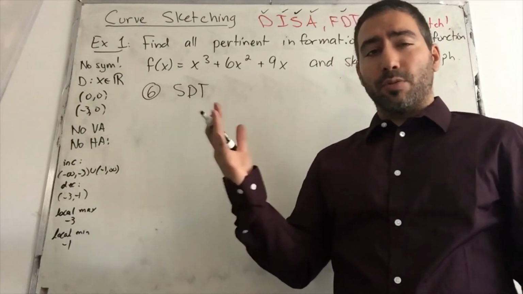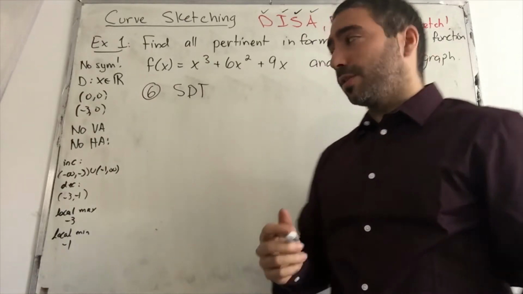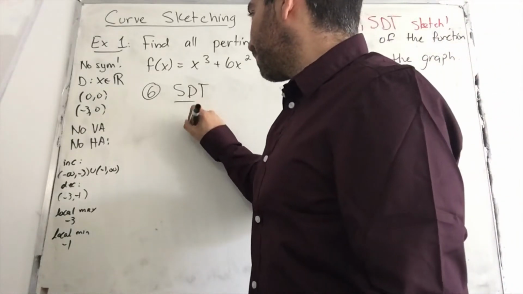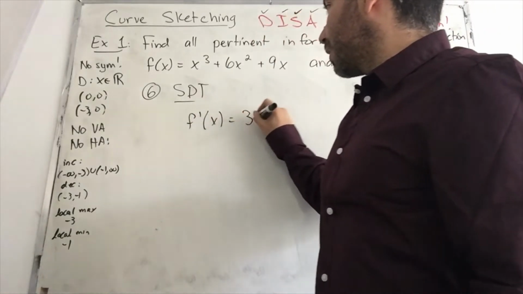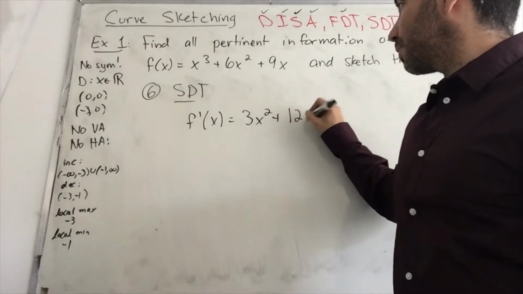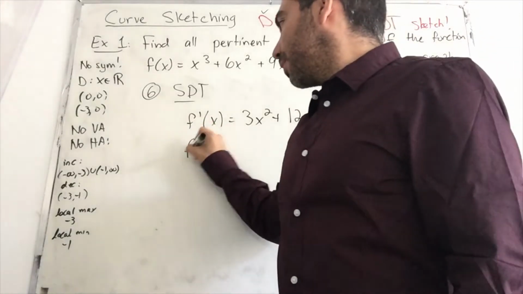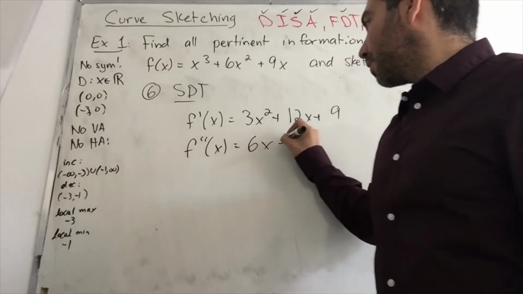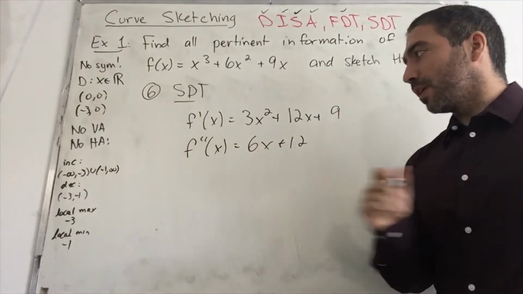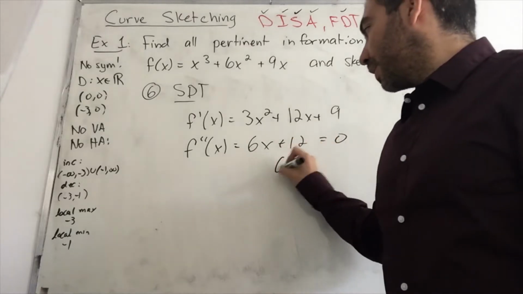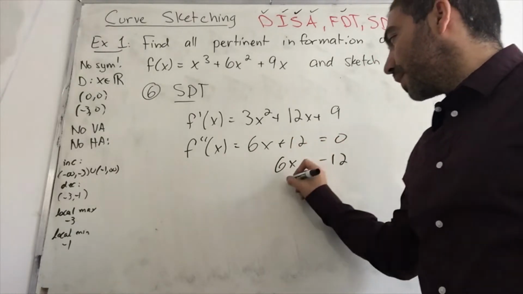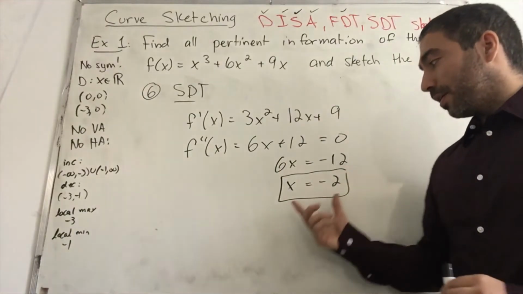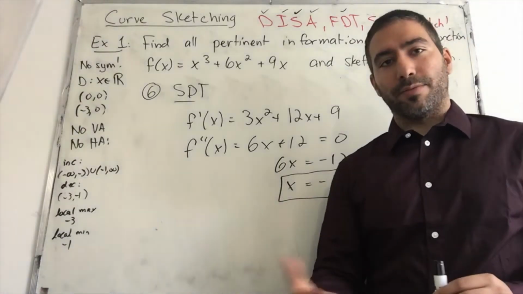What do we do? We take the derivative twice and we set the function equal to 0 to find our inflection points. Let's go ahead and do that. So the first derivative we had was 3x squared plus 12x plus 9. Well, the second derivative is 6x plus 12. Set this equal to 0. We get 6x equals -12. Divide by 6 on both sides. We get x equals -2. Okay. So we have an inflection point at -2.